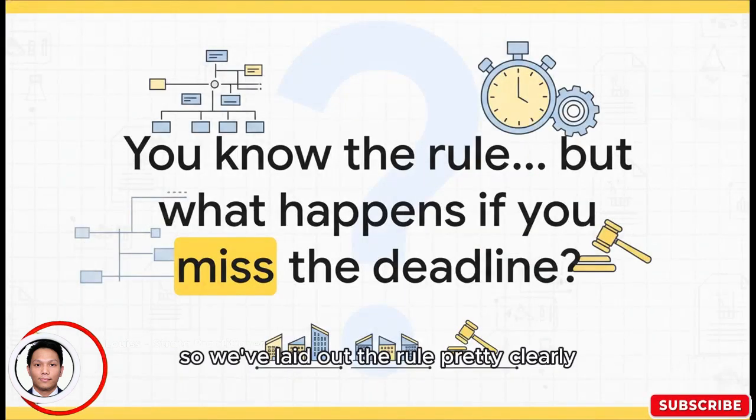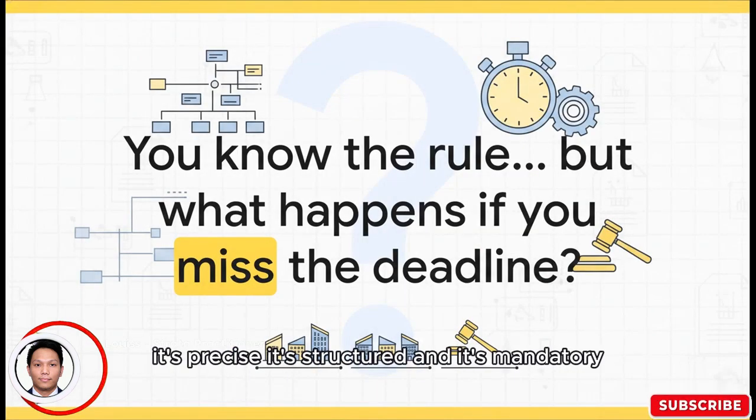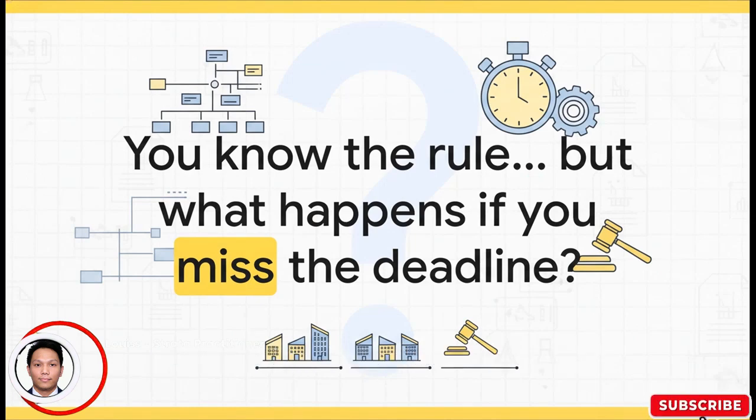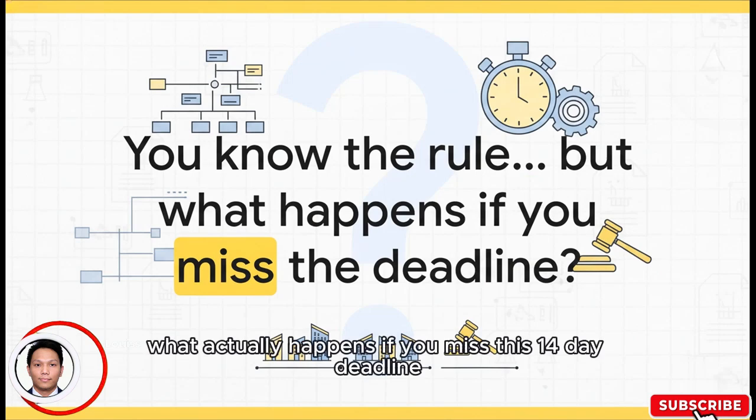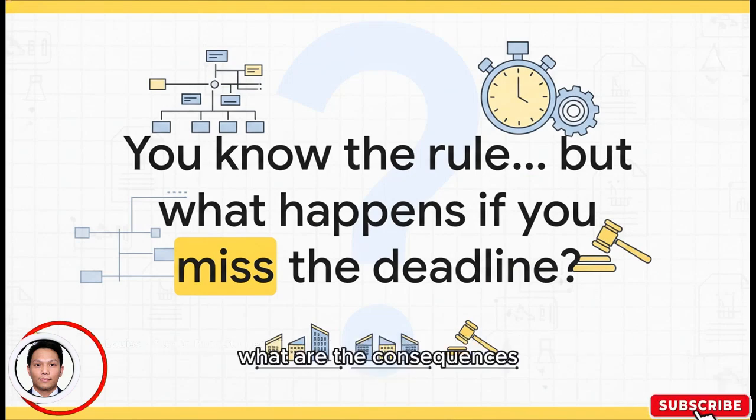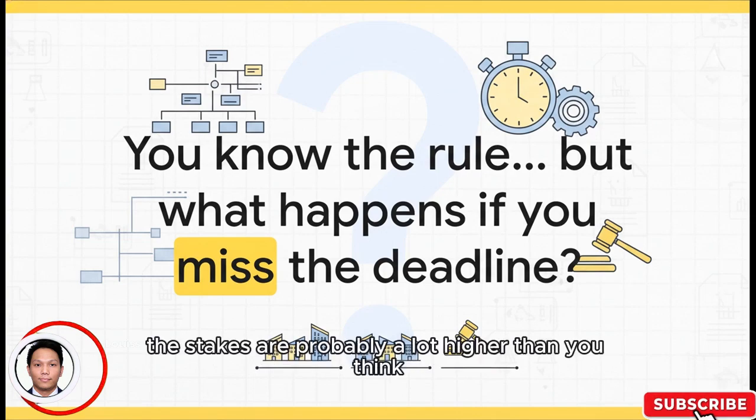So, we've laid out the rule pretty clearly. It's precise, it's structured, and it's mandatory. But, you know, that leaves us with one massive question. What actually happens if you miss this 14-day deadline? What are the consequences? Because, let me tell you, the stakes are probably a lot higher than you think.